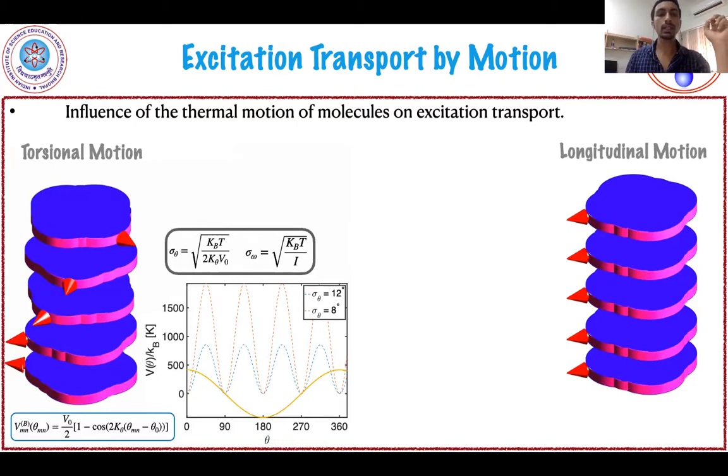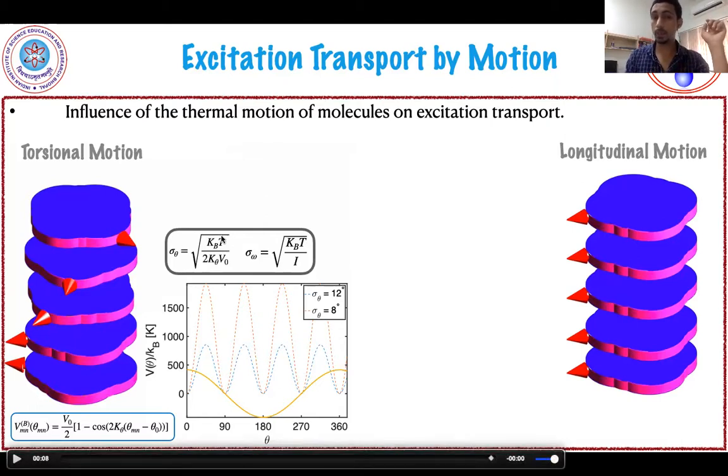And sigma theta and sigma omega, the distributions of angular position and angular velocity, are given by using the Maxwell-Boltzmann distribution. So it has a dependence on temperature and the periodicity. And you see that our potential Vm depends on sigma theta. So if we change sigma theta, we change the width of the potential. That will ultimately change the amplitude of angular motion. So this we can use for our study later.